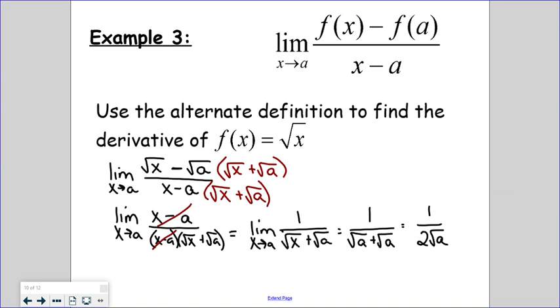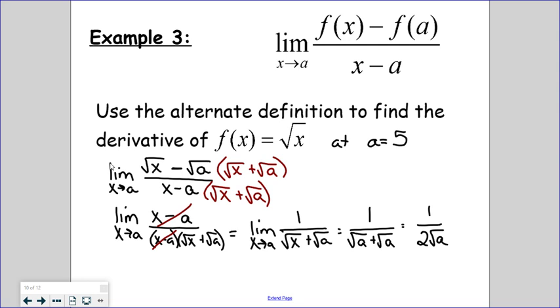Again, if they had asked me to do this as a equals some number, I can then at this point plug in that number and say my answer would be 1 over 2 square root of 5. Or at this point I could have put in the 5, and the 5 would have been here, here, and here. As x approaches 5, I would have the square root of x minus the square root of 5 over x minus 5. Okay? And you would just replace all the a's with whatever number you are supposed to be approaching in that problem. Any questions on your alternate definition?